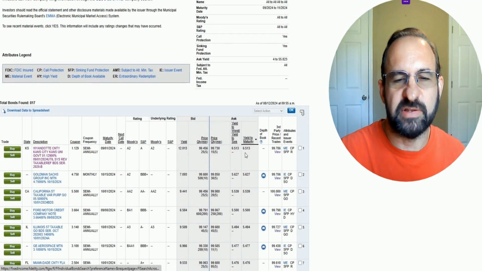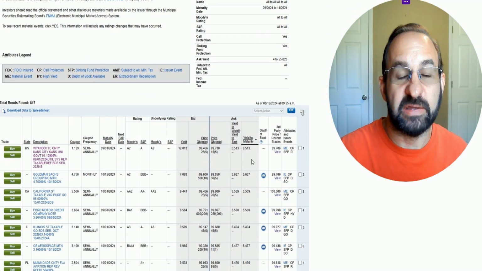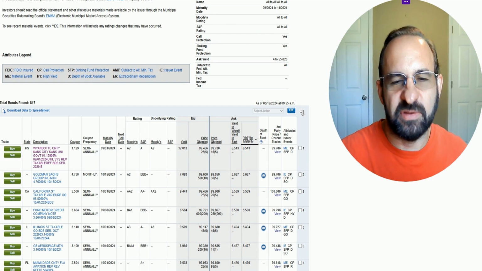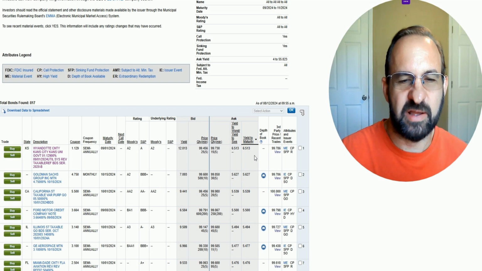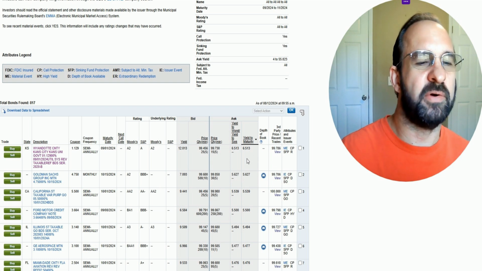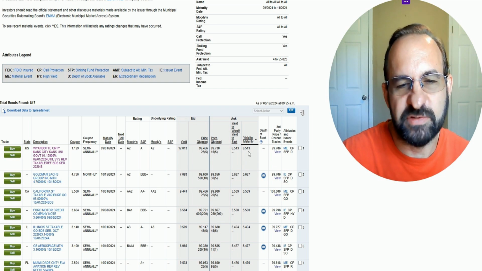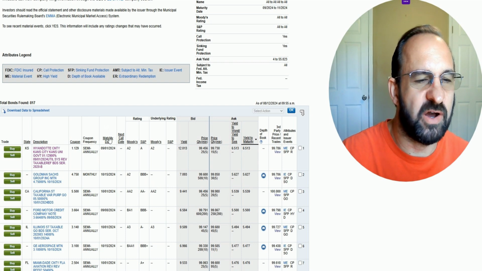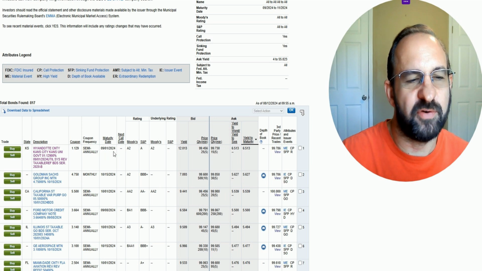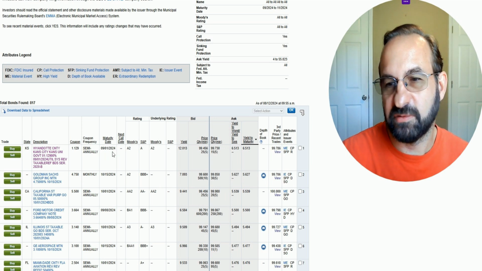So yield to maturity is 6.513. Again, that is annualized yield. That is not for that time frame. You're not getting 6.5% on a month or so. So there's 6.5. Come over to this column, maturity date. September 1st, 2024. Wow, that's only 2 weeks.